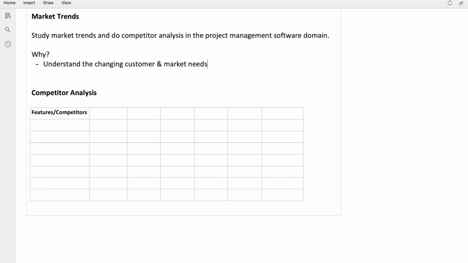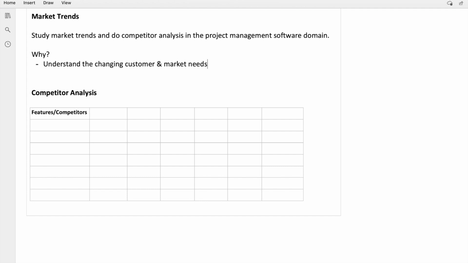So first reason why we should be studying market trends and doing competitor analysis is it will help us to understand the changing customer and market needs. Now what do we mean by that? For example, let us say in today's scenario, if we have to travel from a point A to point B, how do we go about doing that? We will just hire an Uber, right? But let's say we are in 17th century. What will you be doing?